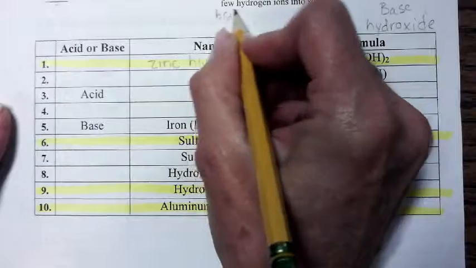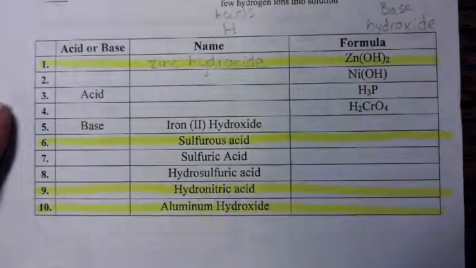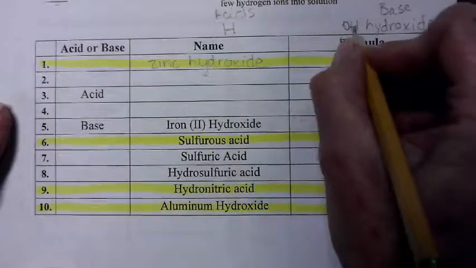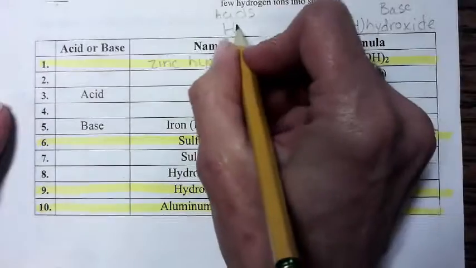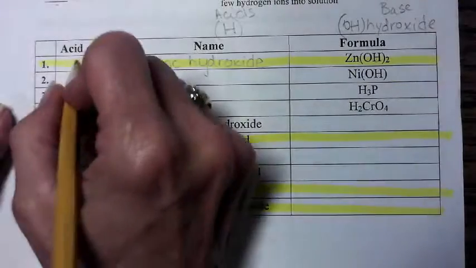Acids generally begin with a hydrogen at the beginning. So OH at the end for a base. H at the beginning for an acid. So zinc hydroxide would be a base.